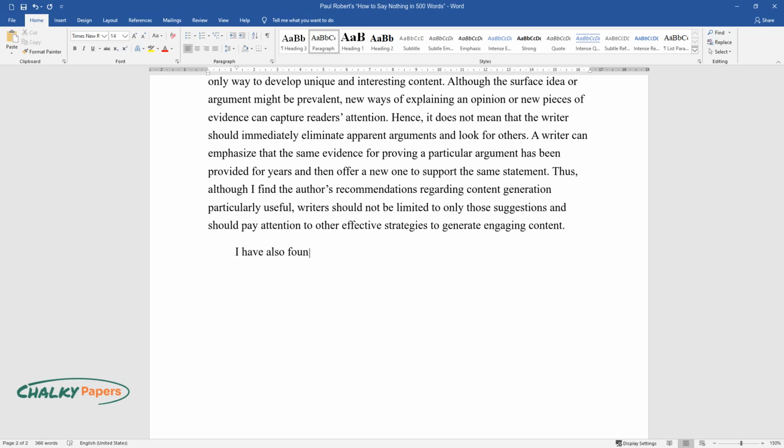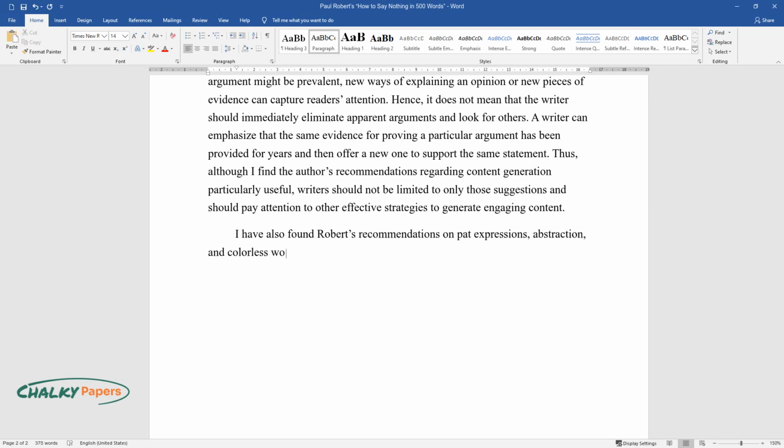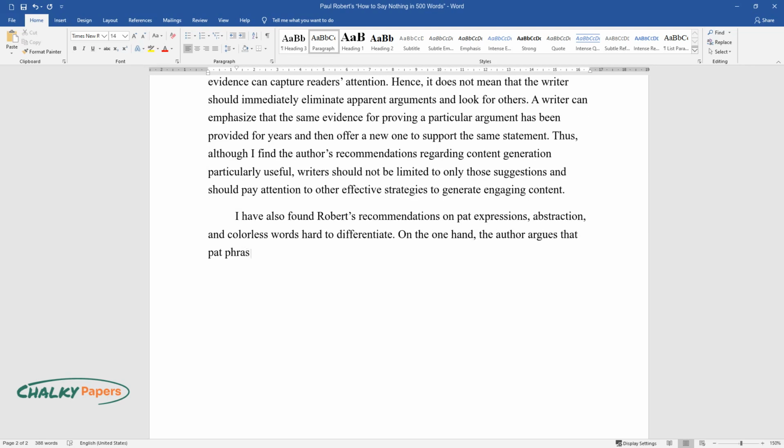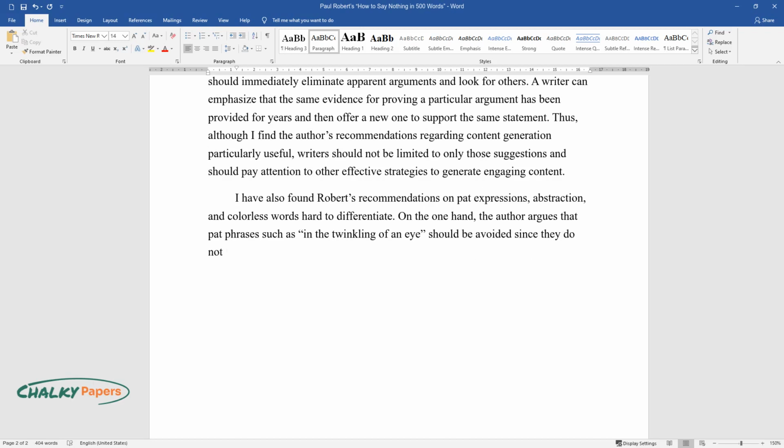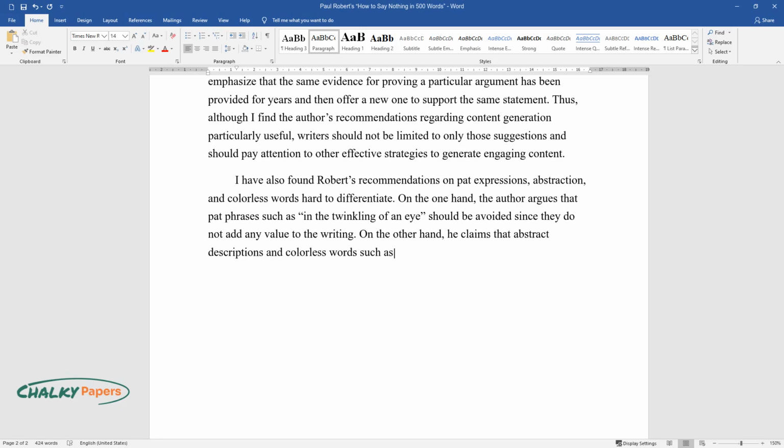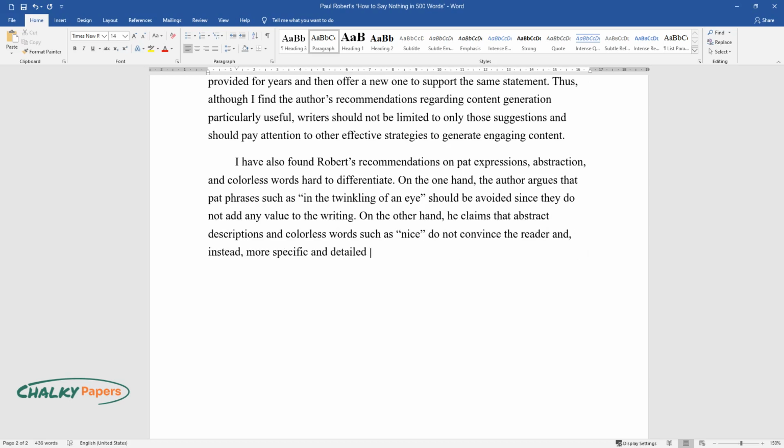I have also found Roberts' recommendations on pat expressions, abstraction, and colorless words hard to differentiate. On the one hand, the author argues that pat phrases such as "in the twinkling of an eye" should be avoided since they do not add any value to the writing. On the other hand, he claims that abstract descriptions and colorless words such as "nice" do not convince the reader and, instead, more specific and detailed characterization should be provided.